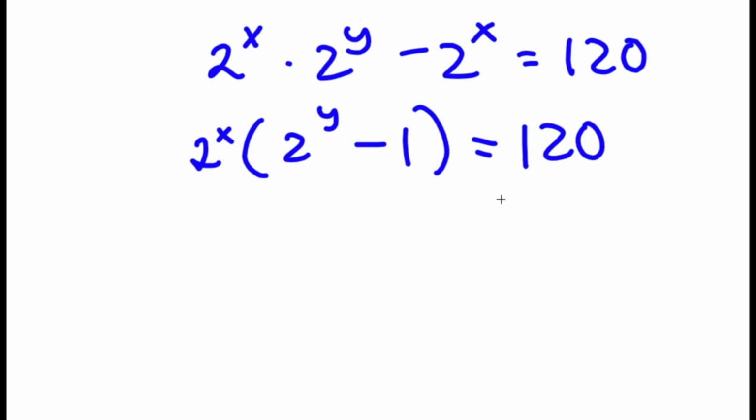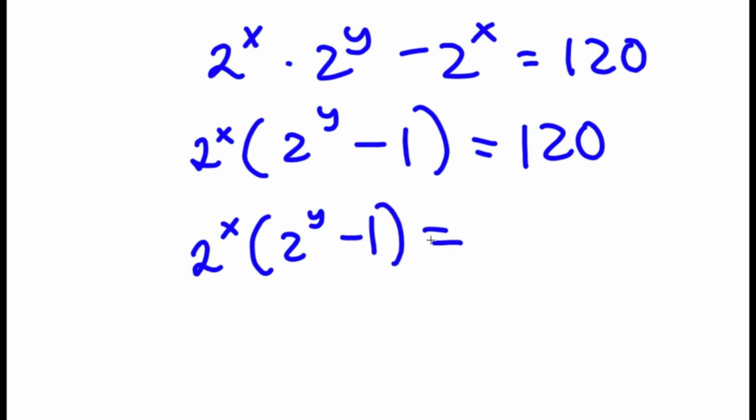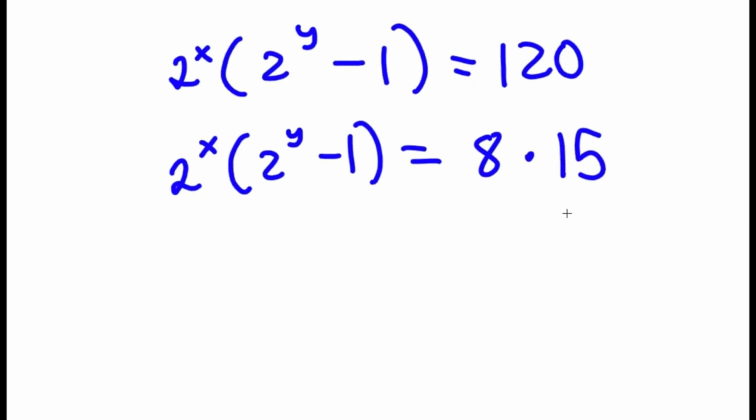Now, 120, this is the same thing as 8 times 15. And notice how 2 to the power of x, this is going to result in an even number because 2 to the power of any number is going to be even. And 2 to the power of y minus 1, well, 2 to the power of y is going to be an even number, and an even number minus 1 is an odd number. So this is even, this is odd.